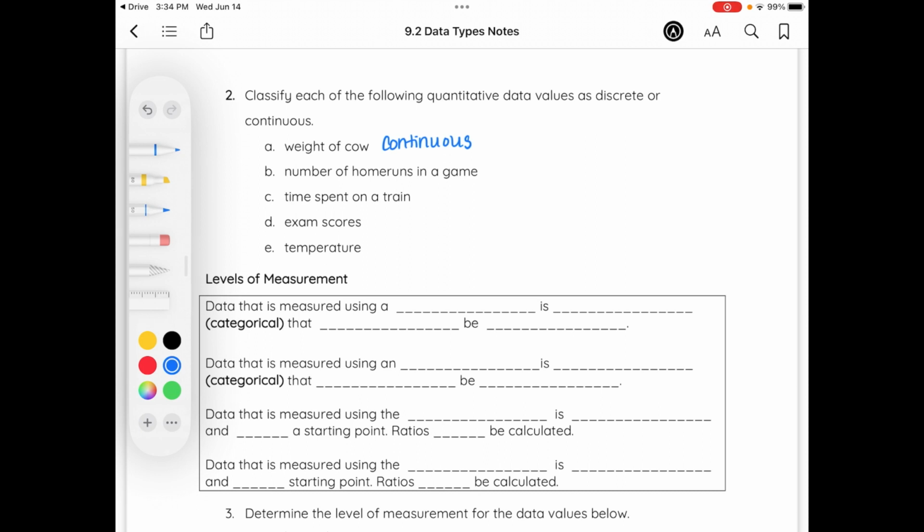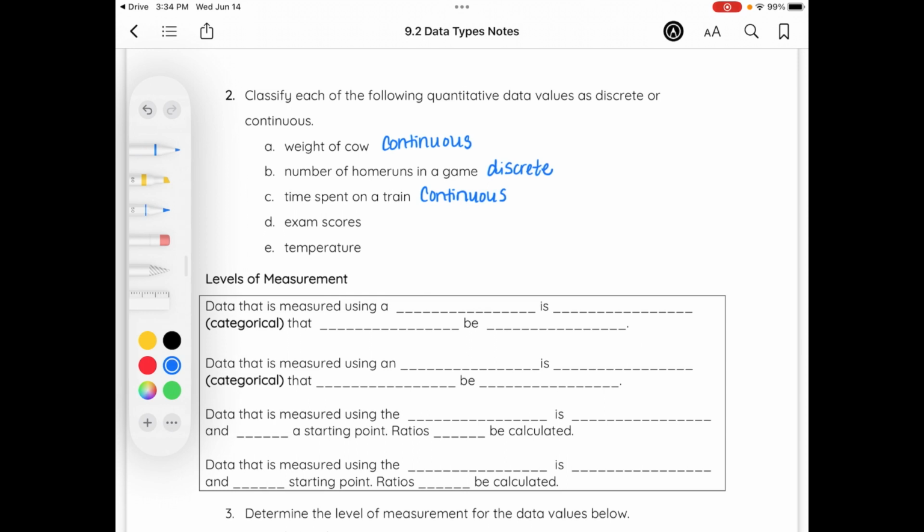The number of home runs in a game is discrete. We count how many home runs there are. Time spent on a train is continuous. We are measuring how long we are on that train. We also can have fractions and or decimals.